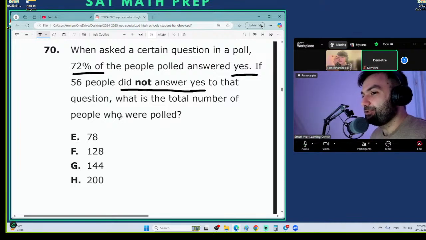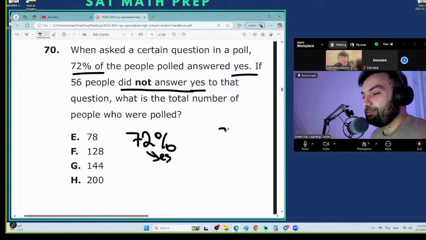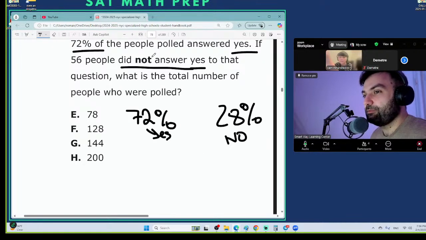I did not answer yes to this question. What does that mean? It means that I answered no. So that means that if 72% of people said yes, it means that 28% of the people said no. And now they say that 56 people did not answer yes. So we could use a proportion. What is the total number of people who were polled?